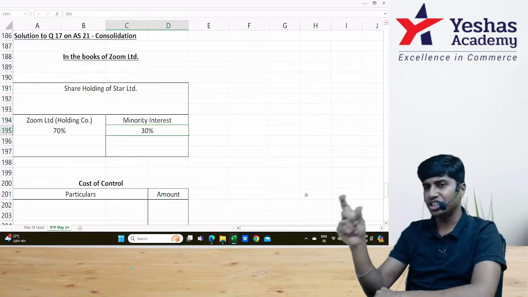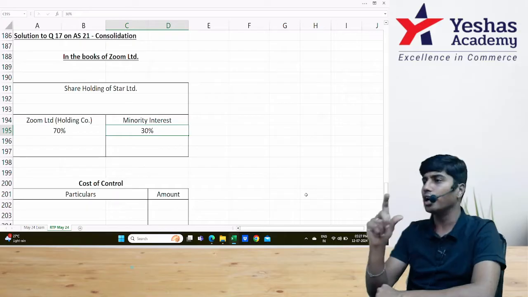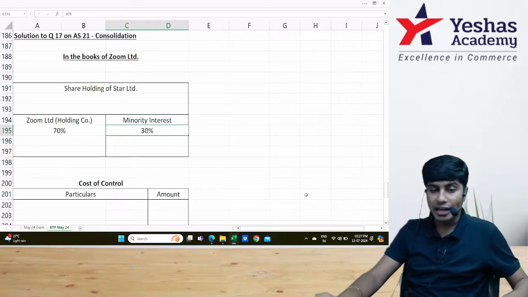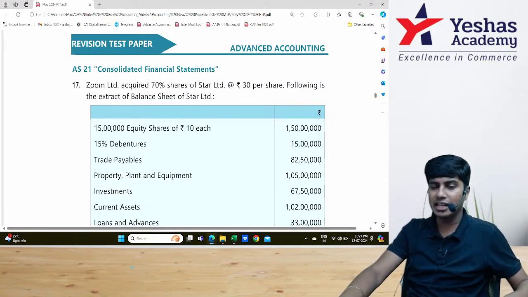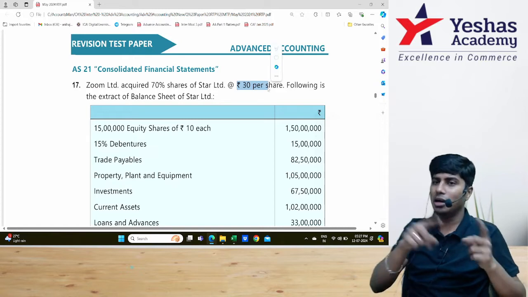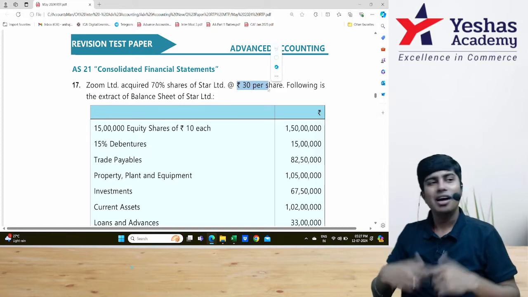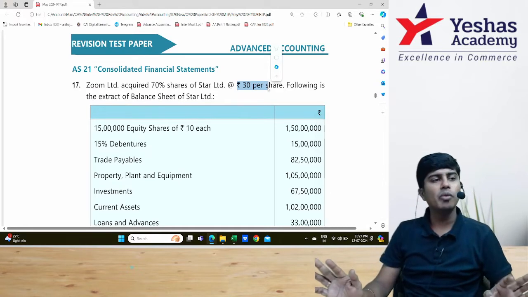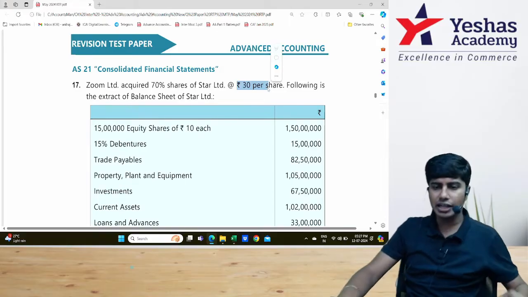Right now, I don't know the total share capital. I don't know the number of shares I hold. I don't know the nominal value I hold. But I know the price. What is the price that I pay? 30. But this has to be multiplied with the number of shares that I buy. I don't know that. So I can't find the book value of investment. I would wait. Continue reading.